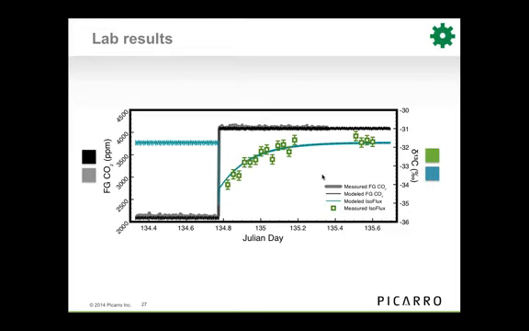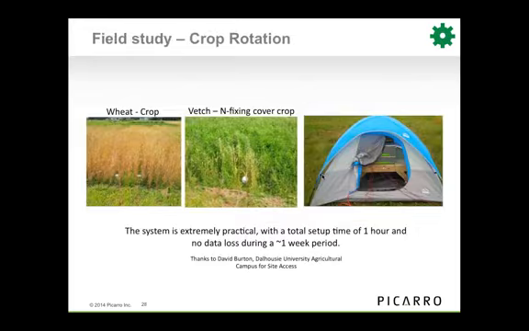The next part of this was we took it out to the field. We wanted to look at a real field study, so we were looking at a crop rotation where the plots either switch between wheat or a vetch, which is a nitrogen-fixing cover crop. What we were wondering is, is there any isotopic difference between these 2 plots? You can see here on the right we had the Picarro in the field for about a week, stuck in this tent, and it was running that whole time off of grid power. It took us about an hour to set it up, and we got no data loss during that full week, despite a few torrential rainpour events.